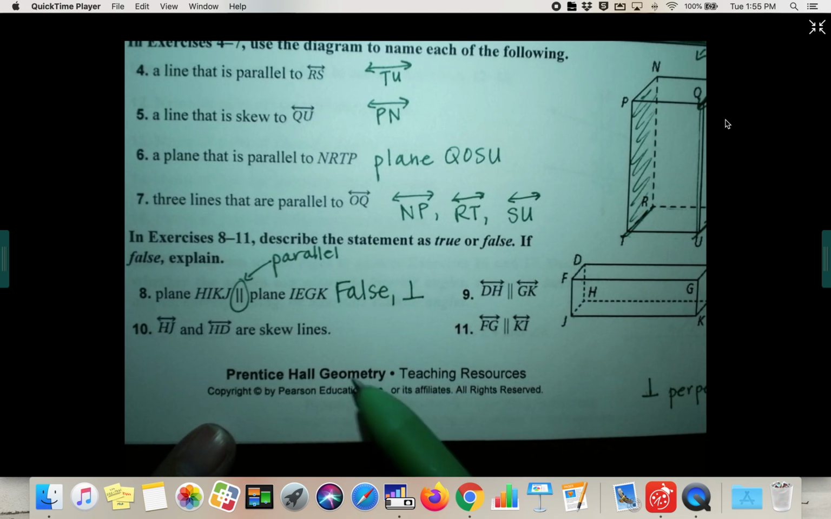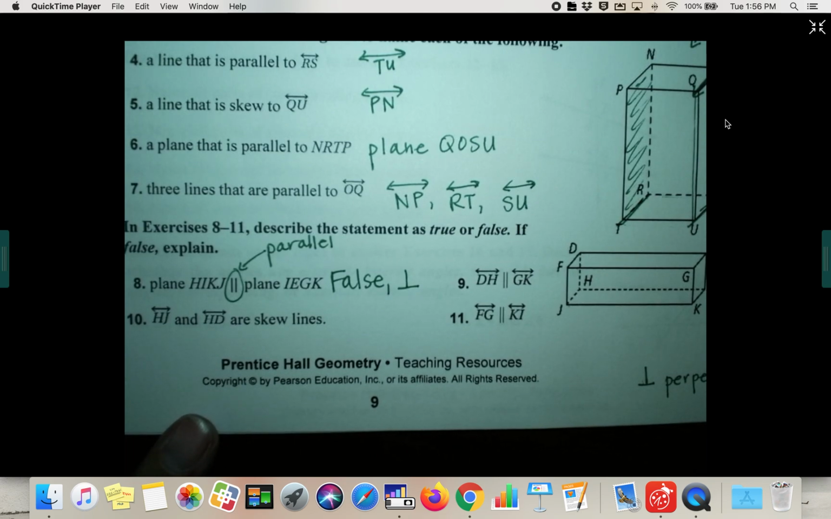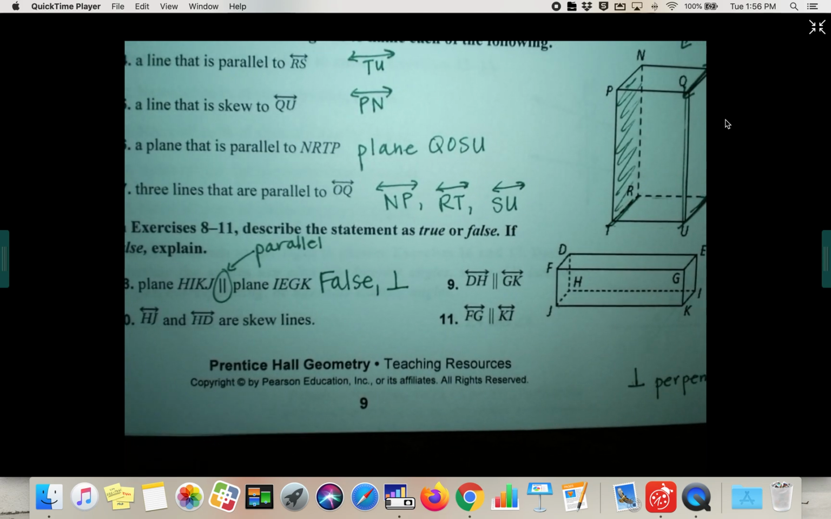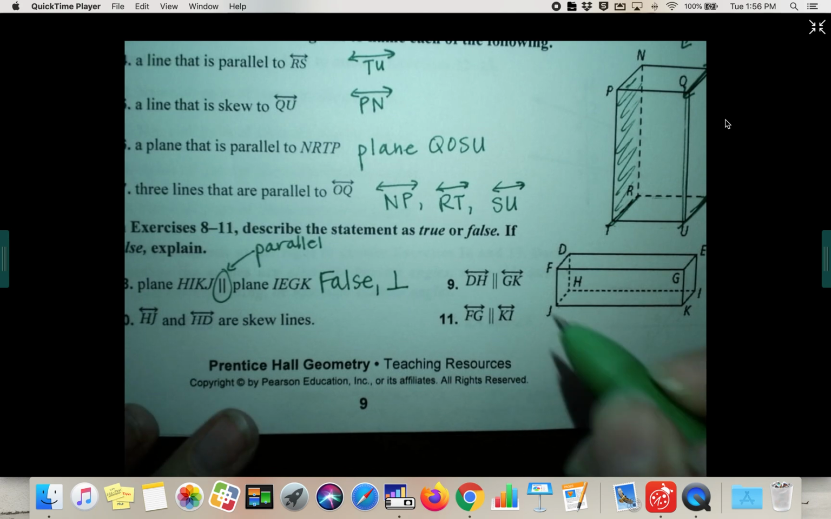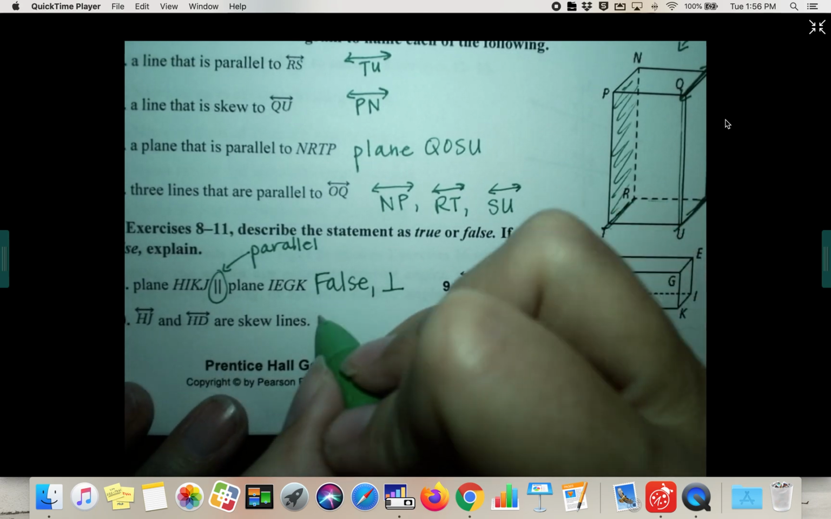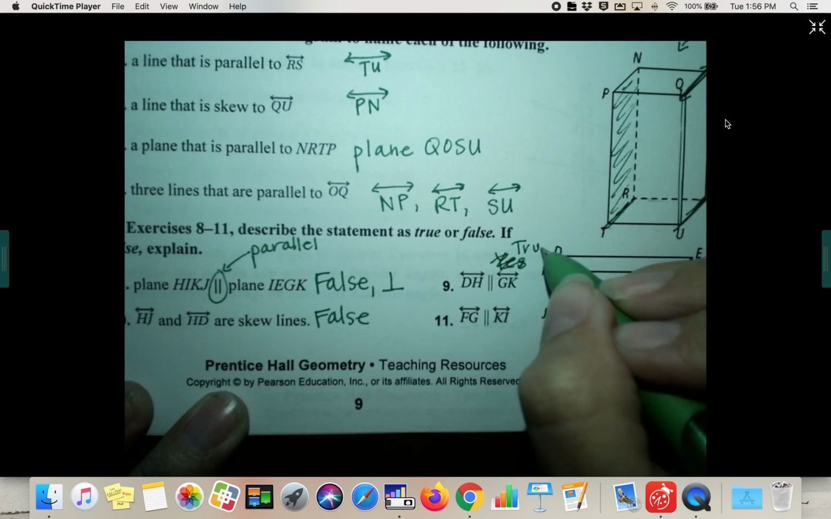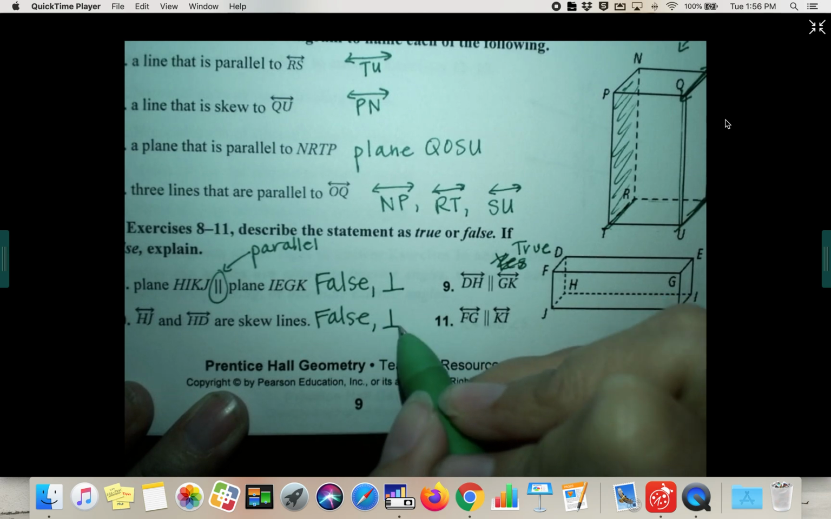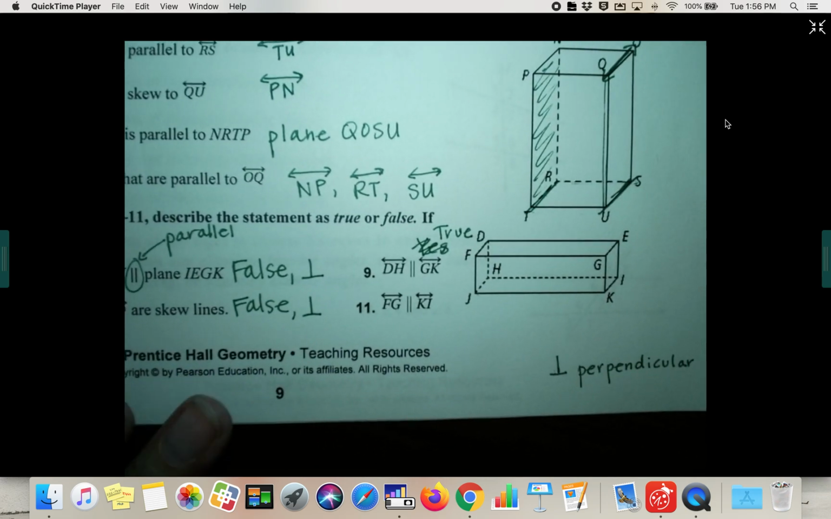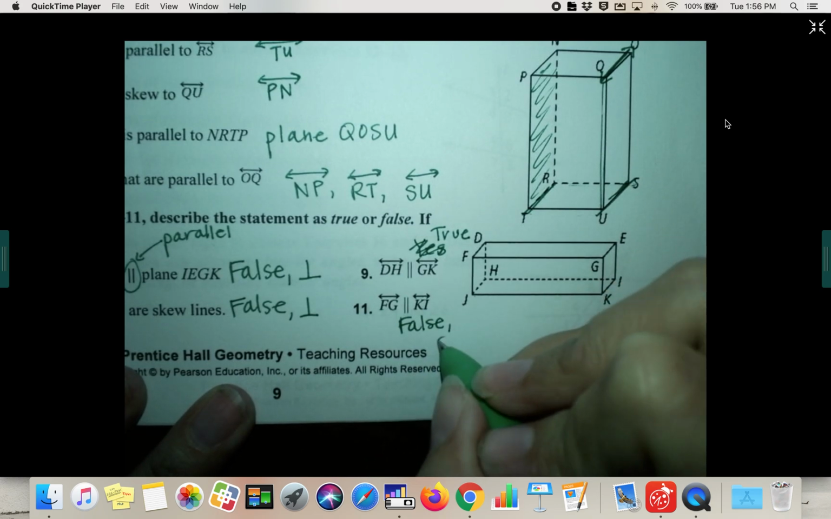Okay, pause the video and try 9, 10, and 11, and then turn it back on and see if you got the answers correct. All right, for 9, you should have gotten that this is a yes. For 10, you should have gotten, once again, false. Oh, why did I put yes? So true on 9, true. False because, once again, they're perpendicular, not parallel. And then 11 is false, but this time it's because they were skew.